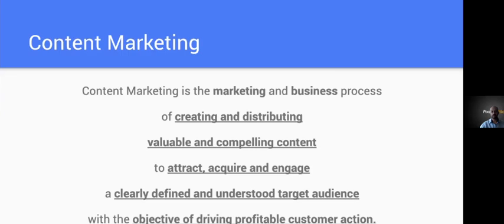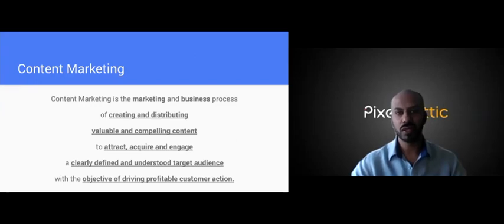And the content is targeted to a clearly defined and understood target audience. So that's something that you need to spend a lot of time on, understanding who your audience is, what they are looking for, and writing content in a language that they understand, not the terms and terminologies that are familiar to you and not so familiar to your audience. So that's the important thing to keep in mind. And of course, the whole objective of content marketing is to drive profitable customer action, to get the customer to do something that is profitable to your business. Ultimately, that is the goal of content marketing.